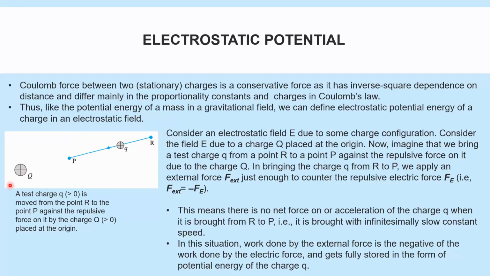Okay, so there is some amount of work that is being done. You have an external force that we are using to move the charge from R to P, and there is an electrostatic force. Now, because the external force is acting in the opposite direction of the electrostatic force, the external force is going to be the negative of the electrostatic force.